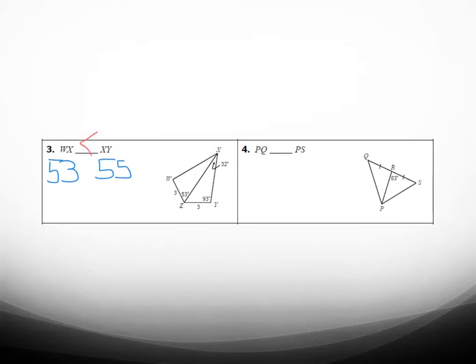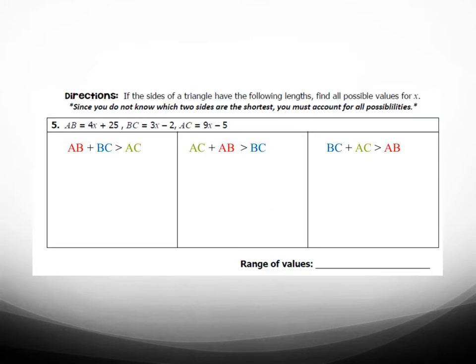So for this one, we had some work to do. We clearly can see that WX is across from 53. However, XY doesn't have an angle measure, so I had to add up the two that we have and subtract it from 180 to find out the missing angle is 55. So how does 53 compare to 55? It's less than. Okay? Alrighty, let's see what's here.